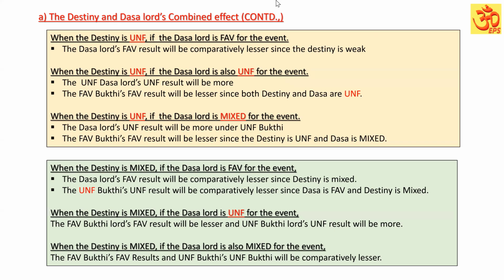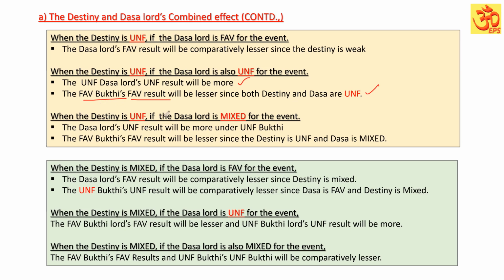Obviously, there is going to be more unfavorable. The unfavorable Dasa Lord's unfavorable result will be more. Within that unfavorable Dasa, a favorable Buddhi can be running. That favorable Buddhi's favorable result will be lesser since both destiny and Dasa are unfavorable.